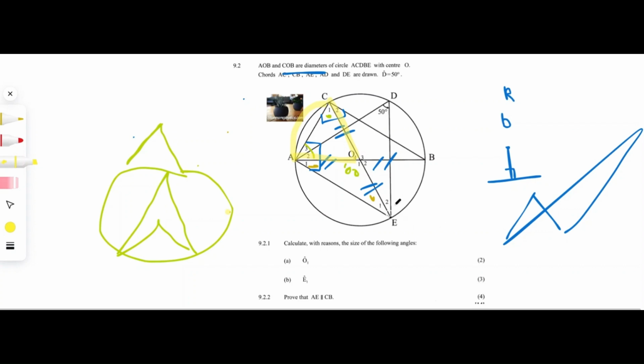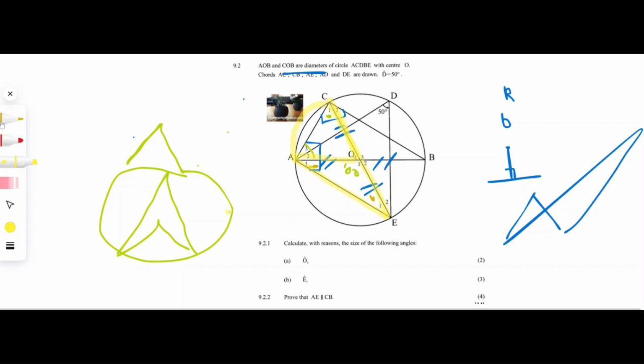We're going to do the exact same thing to any other angle that's on the circumference of the circle. Let's do the exact same thing to E. Trace the line all the way over onto the other side of the circumference, and do the exact same thing on the other side. It ends over here, so we know that E1 and O4 are subtended by the exact same arc.